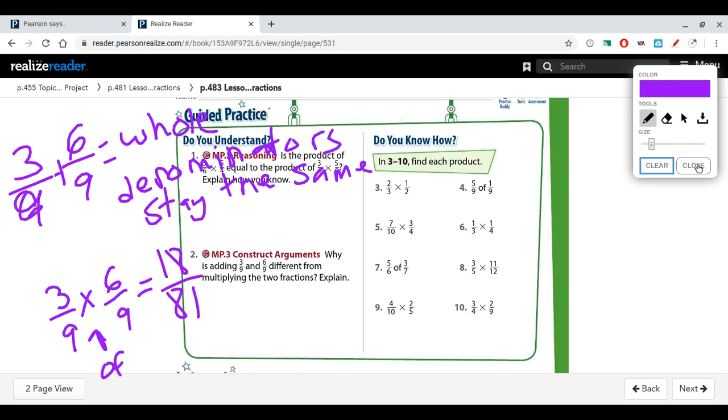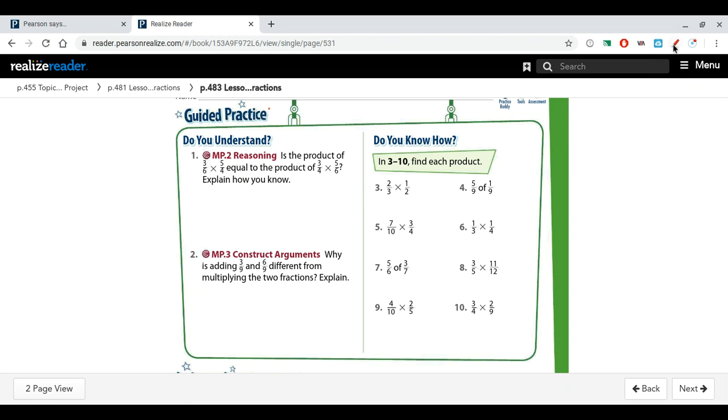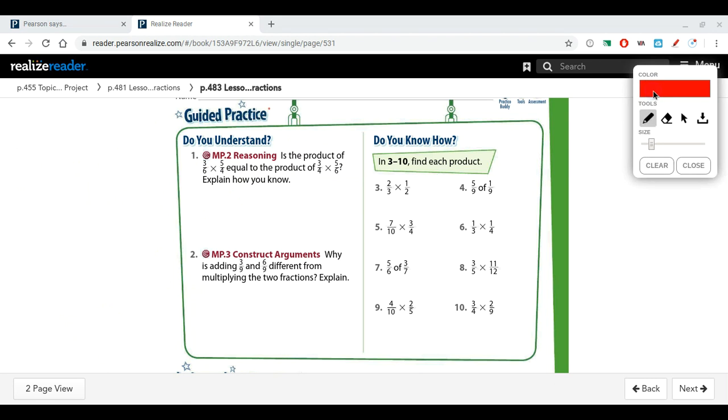All right, so 3 through 10, we're going to find each product. Again, I'm going to look to see if I can cross cancel. When I'm looking for cross canceling, I look at my diagonals. So start with 2 and 2. When they are the same value, I can cross cancel. So this becomes a 1, this becomes a 1. 1 times 1 is 1. 1 times 3 is going to be 3.